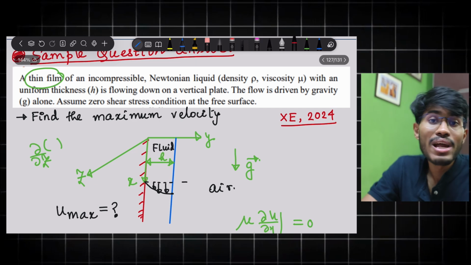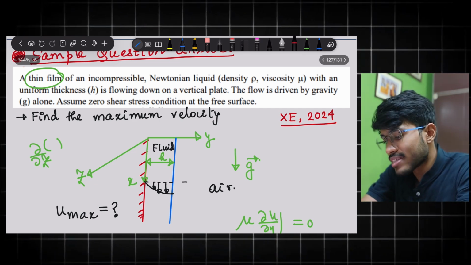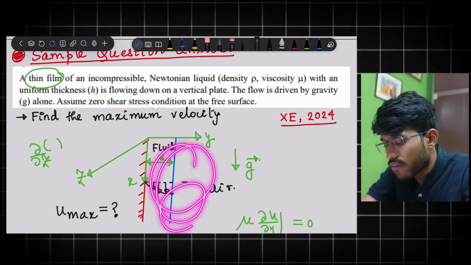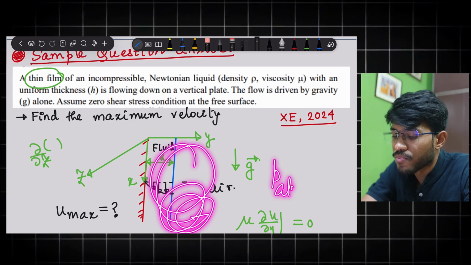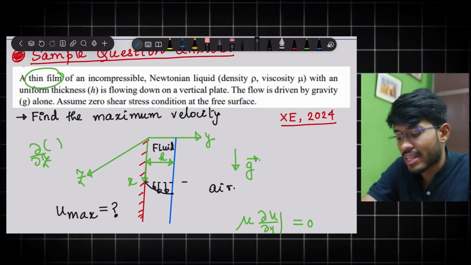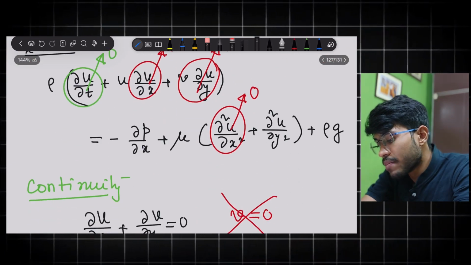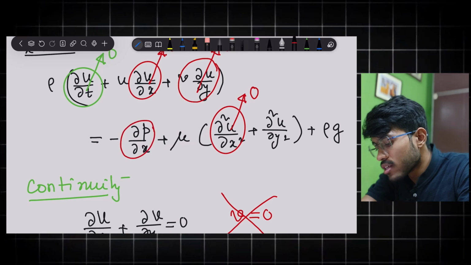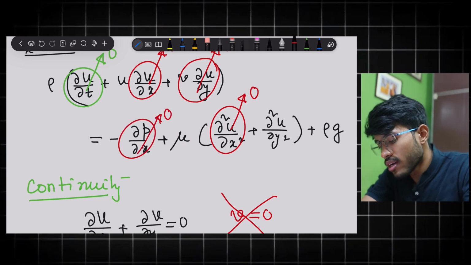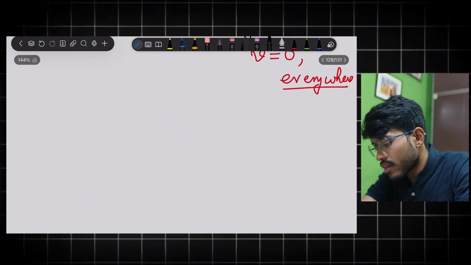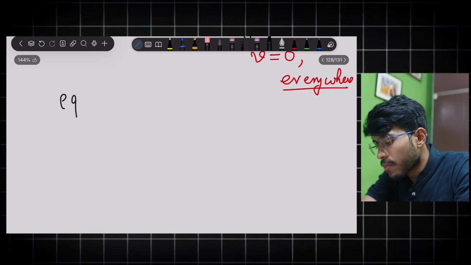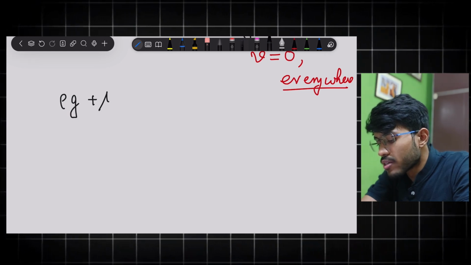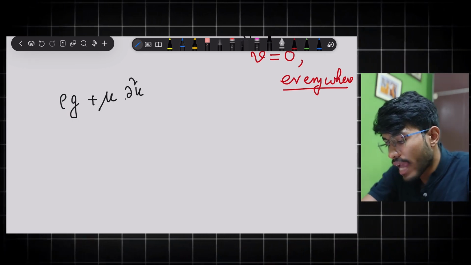This flow is open to atmosphere. So you can say that everywhere it is the P atm. Okay, so the pressure is not varying. That means this del P del X will go to 0 because it is open to atmosphere. Okay, that means I will be having rho g, plus mu into del. So this will be the governing equation.